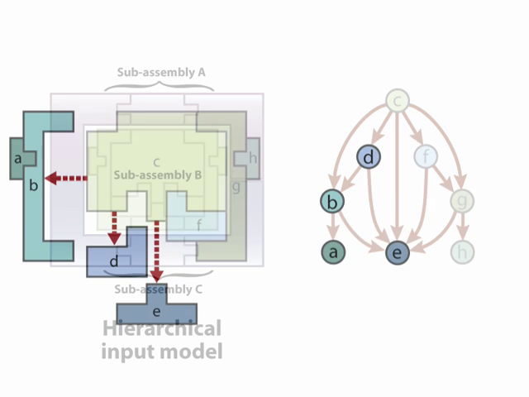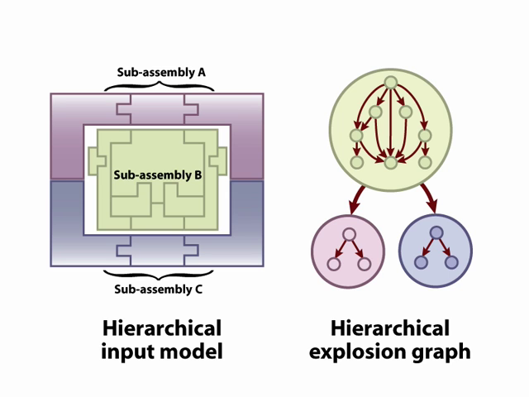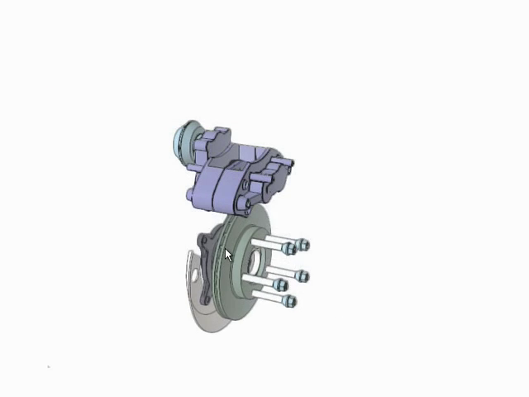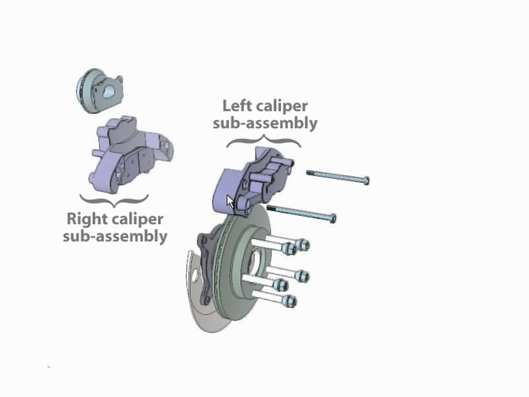If the input model includes a part hierarchy, we build a nested explosion graph that enables explosions at any level of the hierarchy. Here, larger subassemblies are separated before smaller ones, which helps us see which parts belong to which subassemblies.